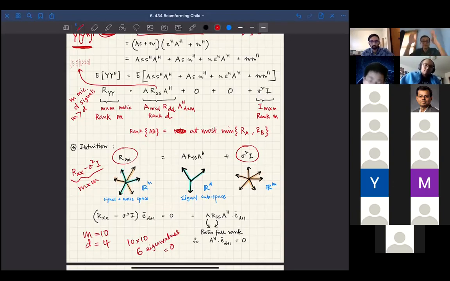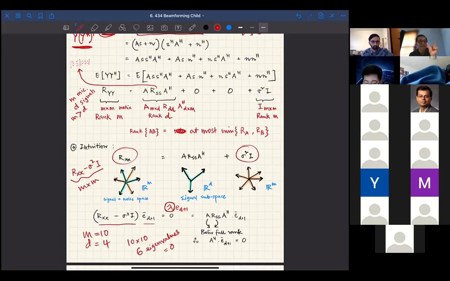Right? But if you think of that m cross m space, there are m eigenvectors. You can come up with a 10 cross 10 basis. Remember, we said that we can always do eigen decomposition and come up with an m cross m basis. So out of those 10, 6 eigenvectors, this matrix times the eigenvector is lambda times the eigenvector. This lambda is 0 for 6 of them. So that means there are 6 eigenvectors for which the eigenvalue is 0.